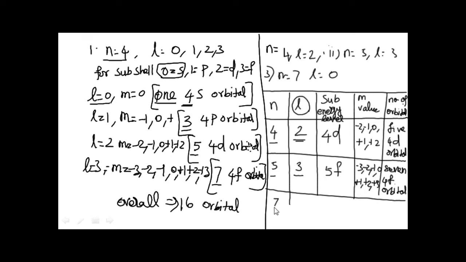N equal to 7, L equal to 0. L equal to 0 means s orbital, N equal to 7 means 7s orbital. L equal to 0 means the m value is also 0, so only one 7s orbital.